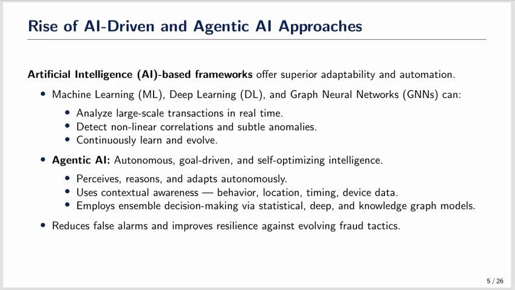Here the precision reasoning adapts automatically, which generally reduces fraud detection errors, and it uses contextual awareness with respect to behavior, location, time, and the device being used. It employs ensemble decision making, with statistical, deep learning, and knowledge graph methods. Generally, these agentic AI systems reduce false alarms and improve resilience against evolving fraud strategies.